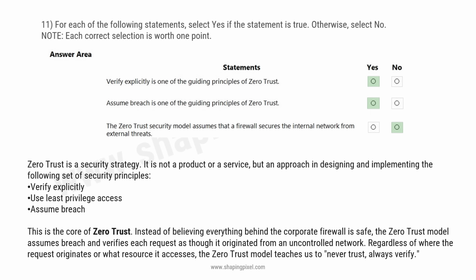So zero trust is a security strategy. It is not a product or service, but an approach in designing and implementing the following set of security principles: verify explicitly, use least privilege access, assume breach. So this is the core of zero trust. Instead of believing everything behind the corporate firewall is safe, the zero trust model assumes breach and verifies each request as though it originated from an uncontrolled network, regardless of where the request originates or what resources it accesses. The zero trust model teaches us to never trust, always verify.